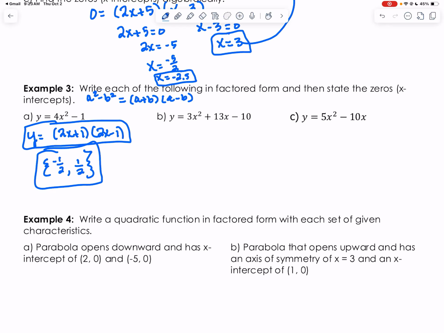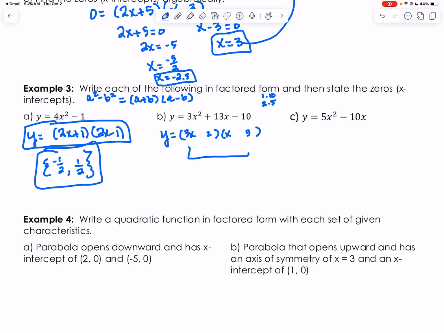All right, our second function, we have y equals 3x squared plus 13x minus 10. To write it in factored form, I'd have to draw two parentheses. Now, for our first term, 3x squared, our only choice is 3x times 1x. That's the only thing we can use. Now, for the 10, I'm going to either use 1, 10 or 2, 5. But I'm going to start with the two that are closest together, 2, 5. So what I'm going to do is put a 2 here and a 5 here.